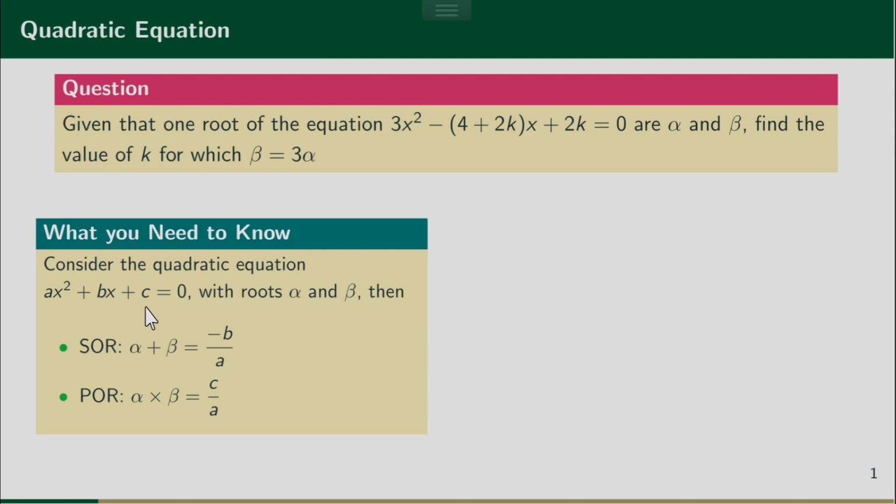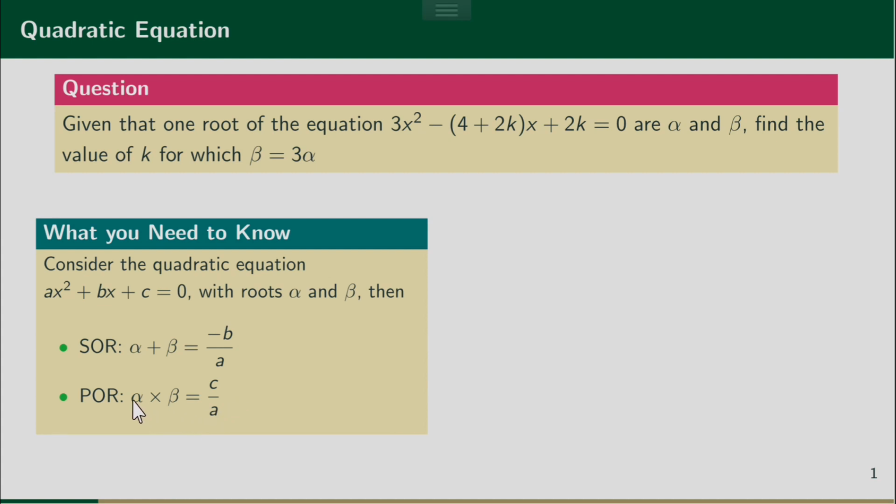Now, let's consider the quadratic equation ax² + bx + c = 0, where the roots are alpha and beta. Then the sum of the roots, alpha plus beta, is equal to negative b divided by a, where b is the coefficient of x and a is the coefficient of x². And the product of the roots, alpha times beta, is equal to c over a, where c is the constant term and a is still the coefficient of x².